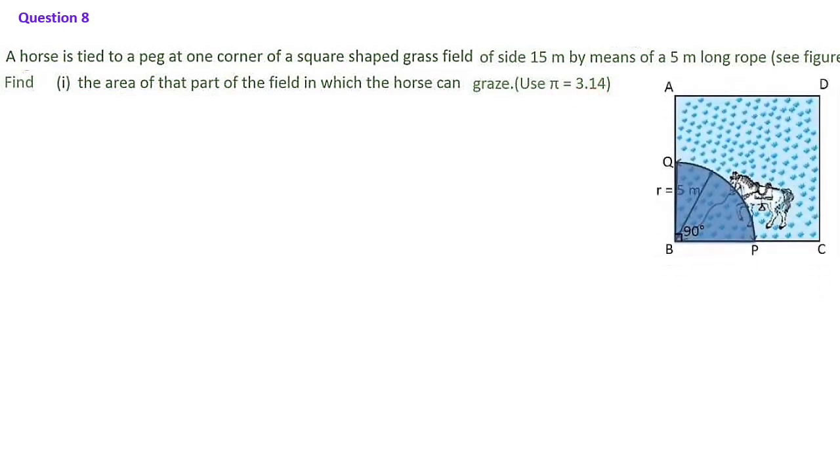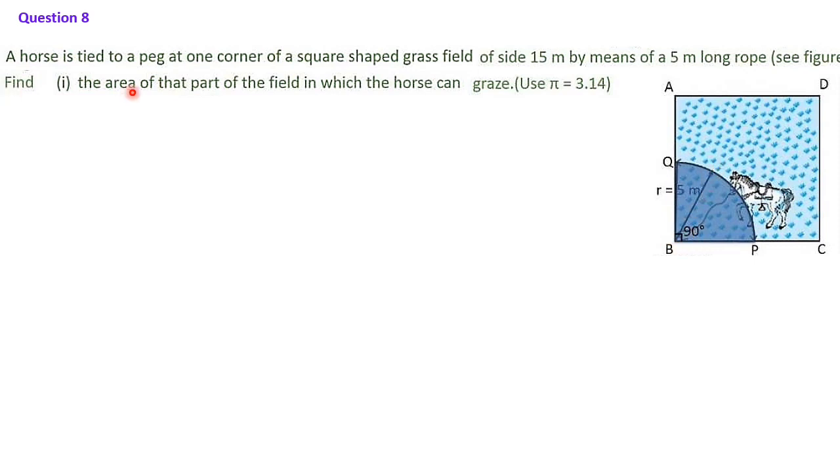So this is the diagrammatic representation. A horse is tied at a peg at one corner of a square shaped grass field. So here a horse is tied at this end of a square shaped grass field, of side 15 meter, which means the side of the square field is 15 meter, with a 5 meter long rope. So the length of the rope is 5 meter, okay.